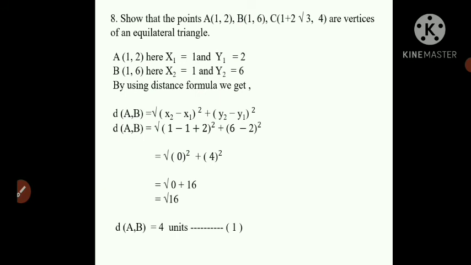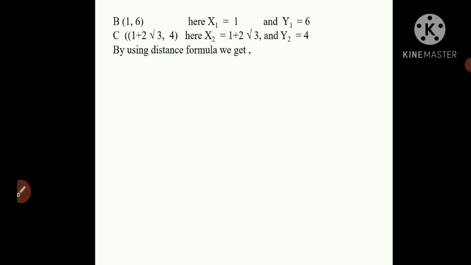Here x1 is 1 and x2 is also 1, so x2 minus x1 is only (1 minus 1) the whole square. Now the next step: we'll take the distance of BC. While taking BC we have to be very careful because B is (1, 6), so x1 is 1 and y1 is 6. But C is (1 plus 2 root 3, 4), which means x2 is 1 plus 2 root 3 and y2 is 4.